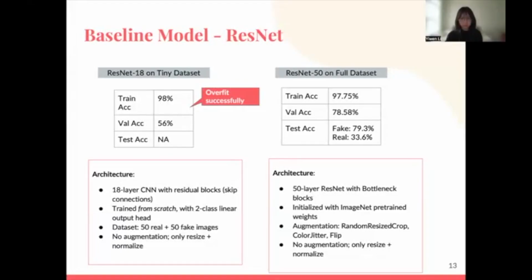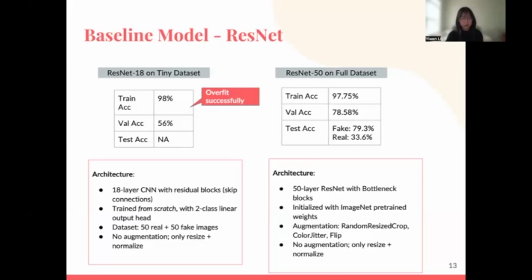To validate our training pipeline, we first built a simple ResNet-18 model trained from scratch on a tiny dataset of 50 real and 50 fake images. This helped confirm that our data loading, preprocessing, and optimization were all working. The model overfits easily, reaching 98% training accuracy but only 56% validation accuracy.